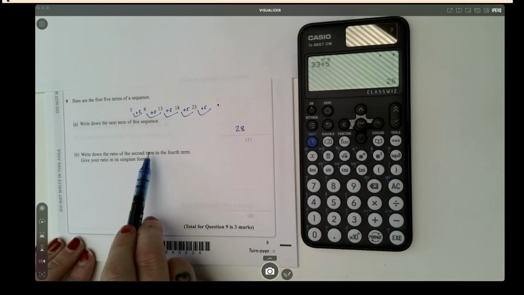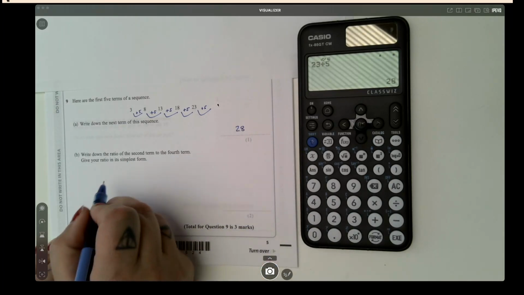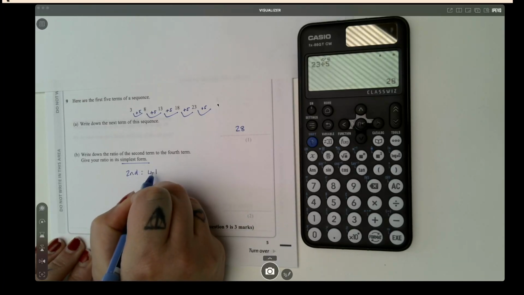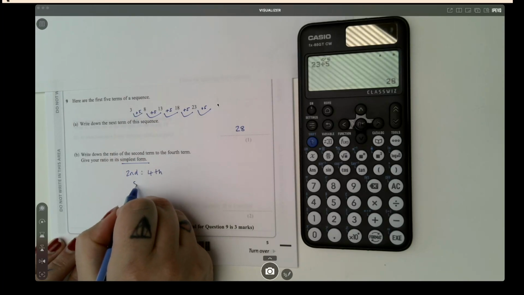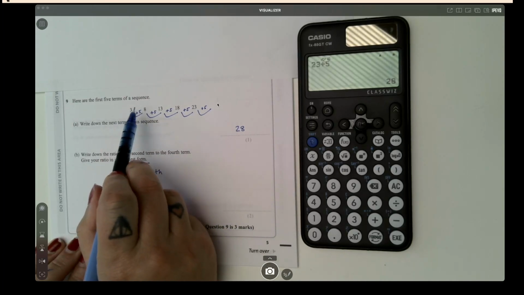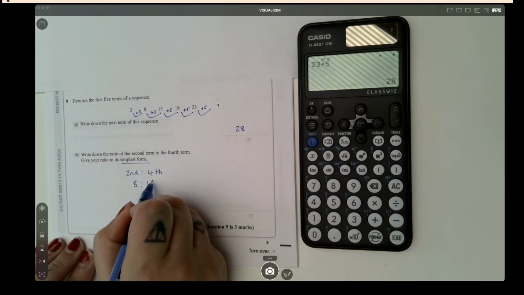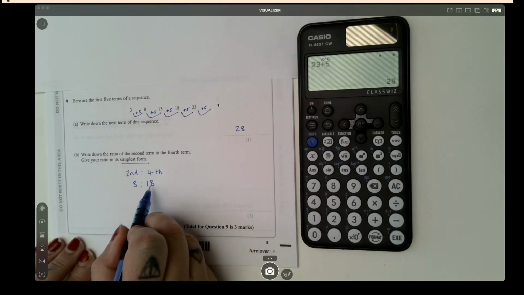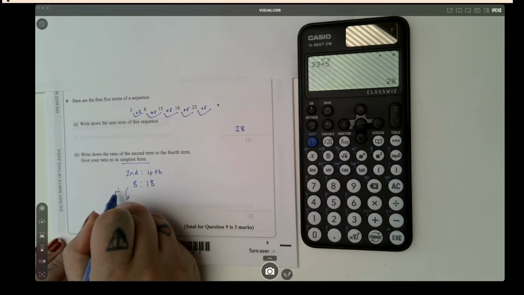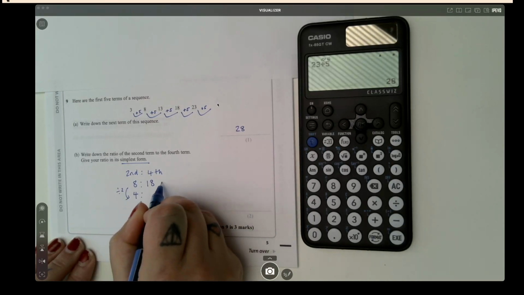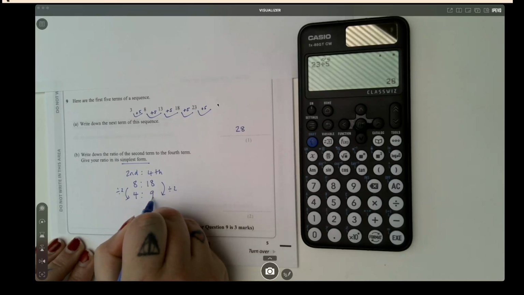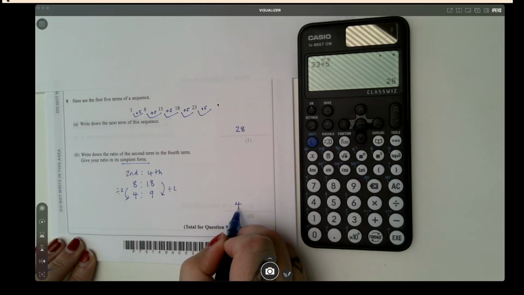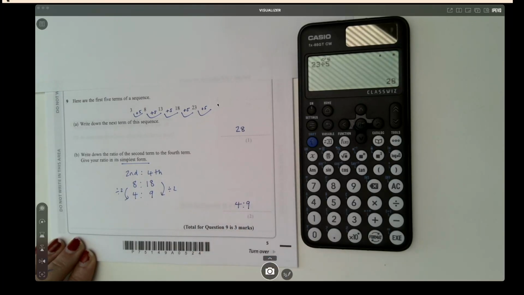Write down the ratio of the second term to the fourth term. Give your ratio in its simplest form. So we want the second to the fourth. The second term is 8. The fourth term, 1, 2, 3, 4, is 18. And now we need to simplify. 8 and 18 are both in the 2 times tables, so if we divide by 2, we get 4 to 9. 4 and 9 don't have a common factor other than 1, so I'm going to write 4 to 9 on the answer line.